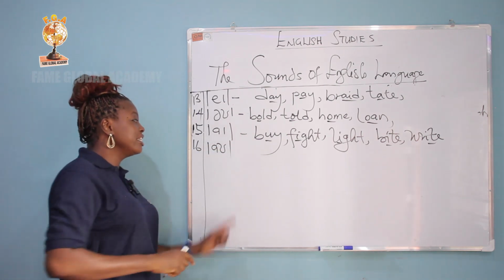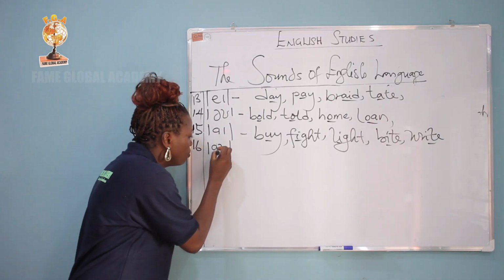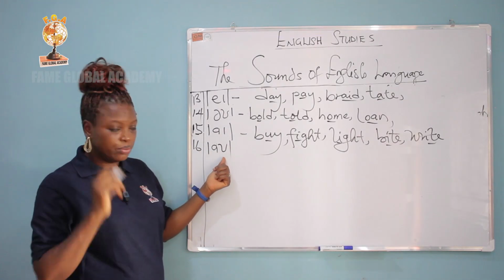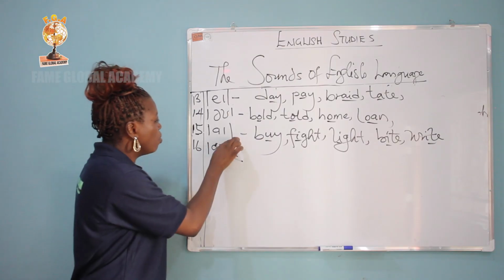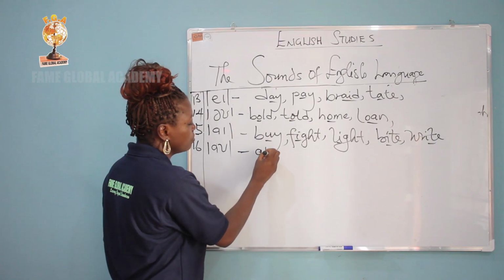Diphthong ow. This is like the letter U. This is like letter U. So we have the ow sound, as in about.